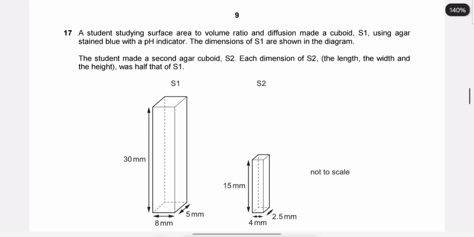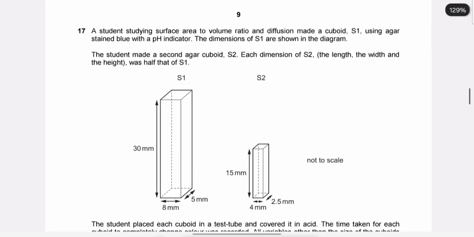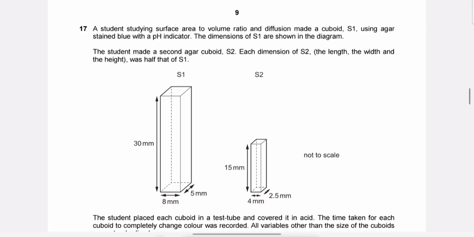Then on number 17, saying students studying the surface area to volume ratio and diffusion made a cuboid S1 using agar stained blue with a pH indicator. Then it goes on to say the dimensions of S1 are shown in the diagram. The student made a second agar cuboid S2. Each dimension of S2, the length, the width, and height, was half that of S1.